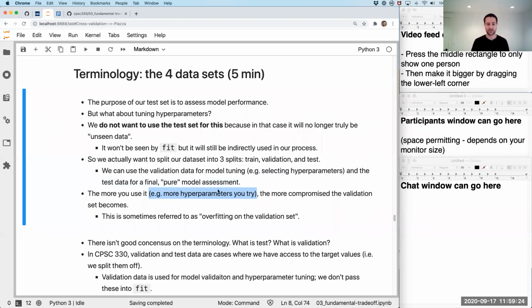So someone's asking, what's validation data? I'm now introducing a third split of your data. Instead of splitting it into 2, splitting into 3. And so validation data is just another chunk of your original data set now.